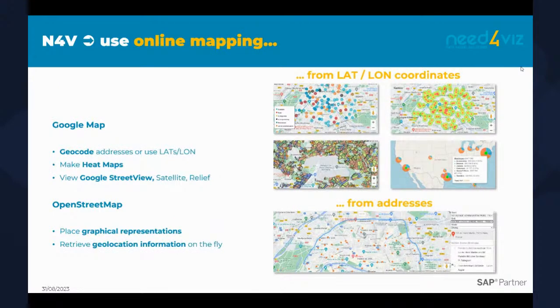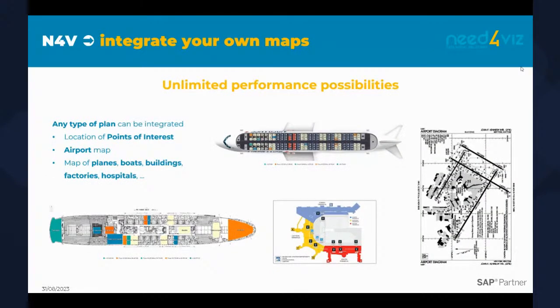Not only that, be able to use online mapping. Google Maps, we work within it for heat maps, OpenStreetMaps as well, to allow you to be able to see geographical representations that you're going to be showing with the data that you're looking to present. Not only that, more importantly, we make the unavailable available by allowing you to import your own type of maps. Any type of points of interest, whether they be airports, airplanes, boats, buildings, factories, hospitals, we make the unknown known within our mapping capabilities.